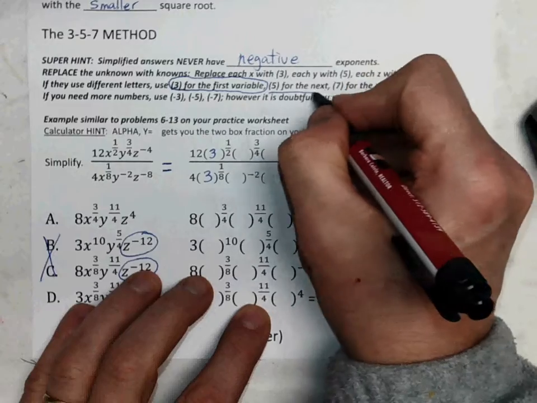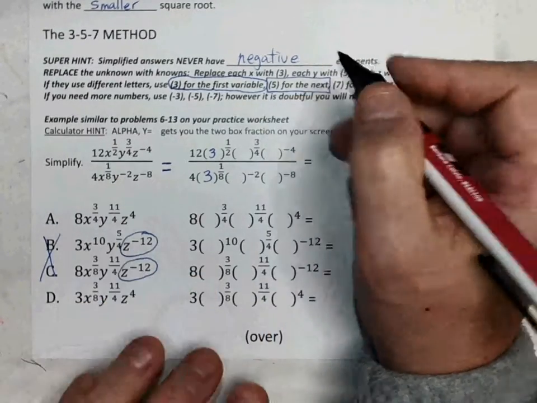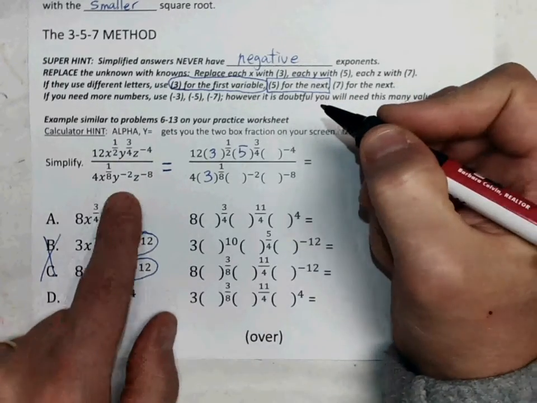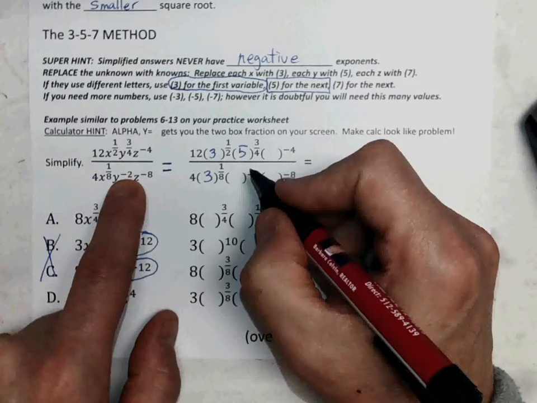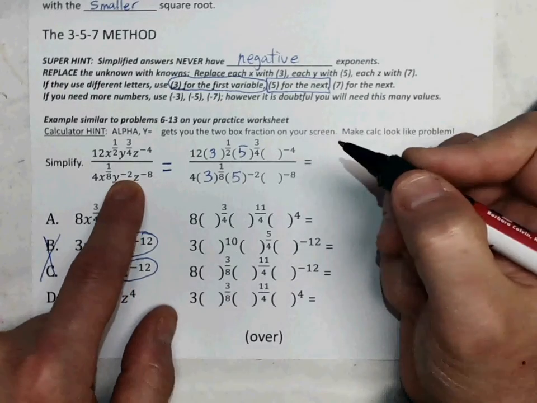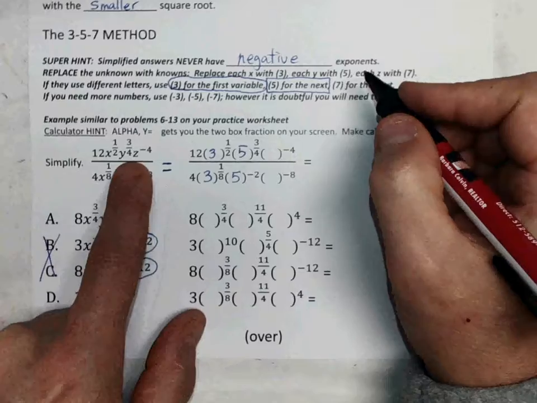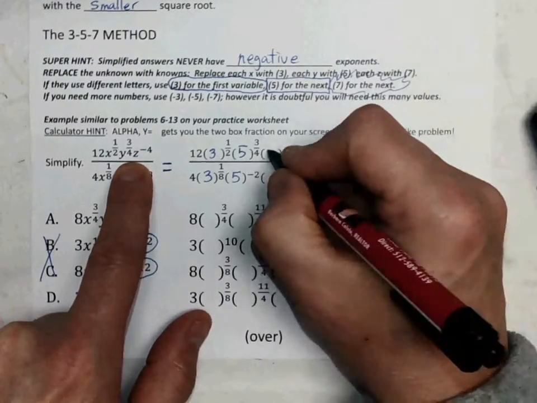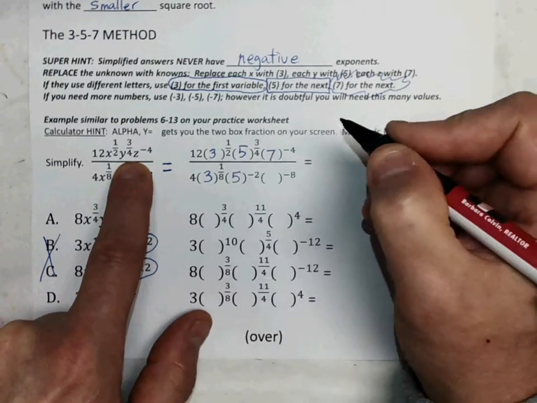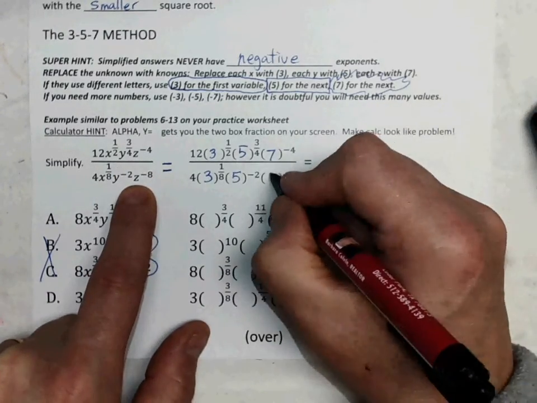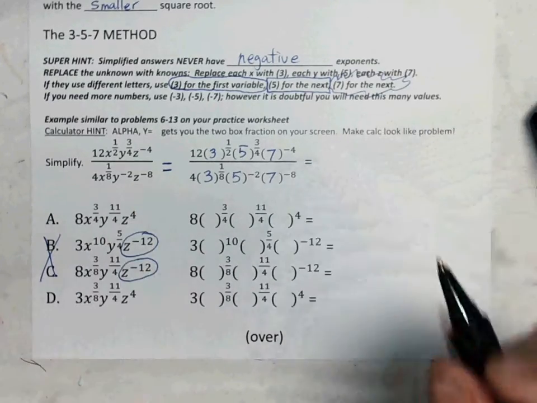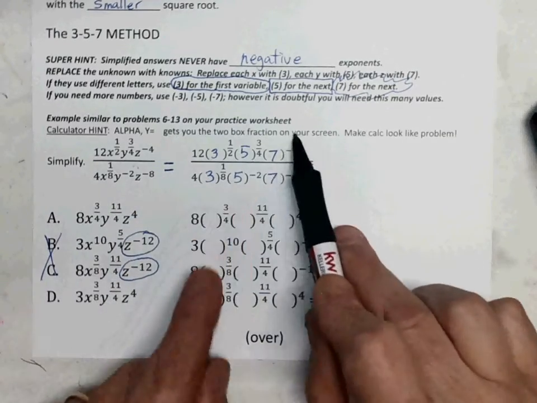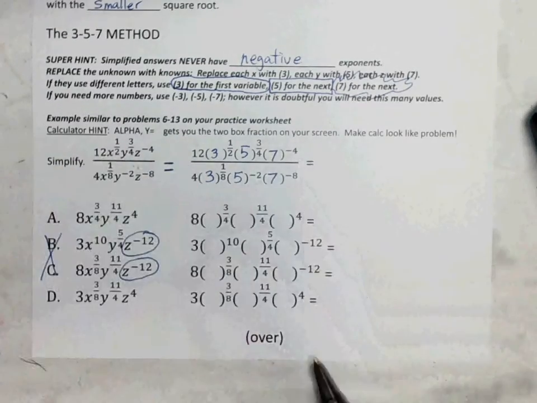And then my next variable is y. I'm going to put a 5 in for y: y to the 3/4 becomes 5 to the 3/4, and y to the -2 becomes 5 to the -2. And then if I have another unknown like z, I'm going to put in a 7. Z to the -4 becomes 7 to the -4. Z to the -8 becomes 7 to the -8. Okay? So take a look. The original one has unknown variables. And now I've just got a whole bunch of numbers, and I know each and every one of them.